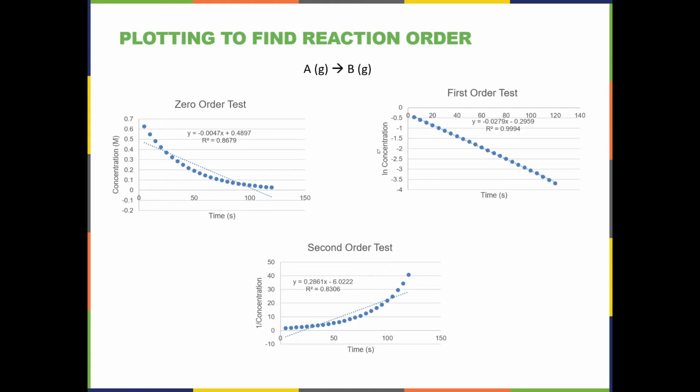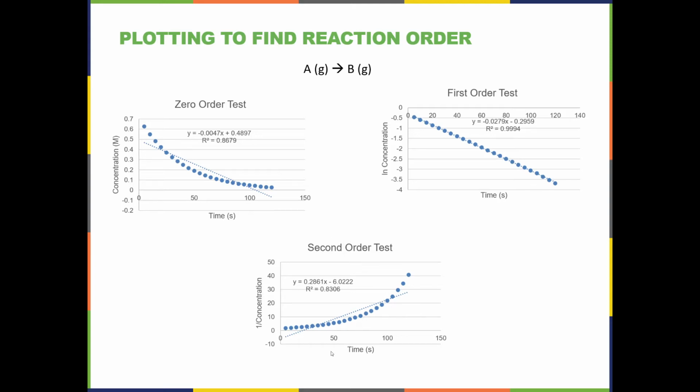Let's look at the first order. In the first order case, we put ln of the concentration on y and time still on the x. Here you can see we have a nice straight line with an r squared very close to 1. Not only does that tell me that the rate equals k concentration of A to the 1 power, or just rate equals k concentration of A, it also tells me the value of k, because k is the negative slope. So in this case, the k is 0.0279. All right, so that is basically what this tells us.